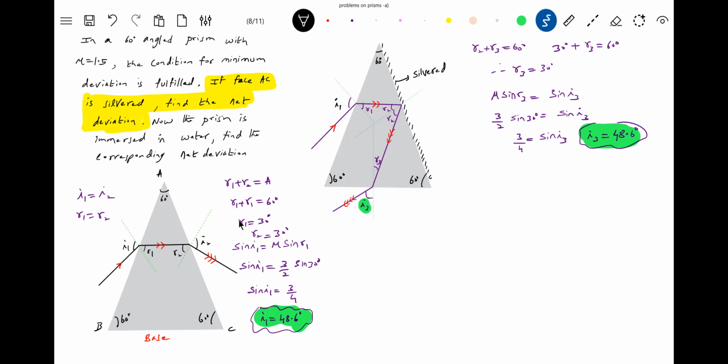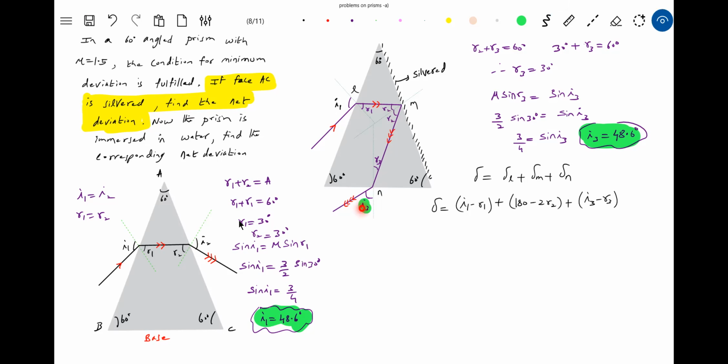Okay, now he's asking the deviation. The net deviation should be equal to the deviation at L, M plus N. Deviation at L is I1 minus R1. Deviation at M: angle of incidence minus angle of reflection, the deviation will be 180 minus 2R2. Deviation at N is angle of refraction minus angle of incidence. I1 equal to I3, so we have 2I1.